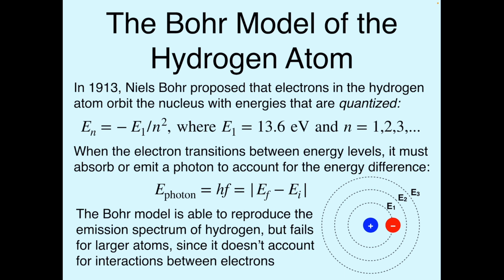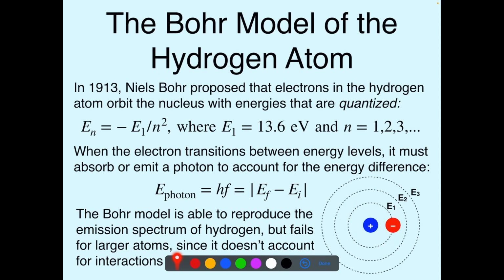So in 1913, the physicist Niels Bohr came along and proposed that electrons in the hydrogen atom are orbiting the nucleus, but they have energies that are quantized. So once again, this idea of quantization of energy is coming into play. So in the Bohr model of the hydrogen atom, this is what you should be picturing. We have a nucleus, which just consists of a single proton that has a positive charge, and it just sits at the center of the atom, doesn't move. Then we have an electron, which has a negative charge, which is orbiting the nucleus. So you can kind of picture an electron orbiting the nucleus, just like the Earth orbits the sun.